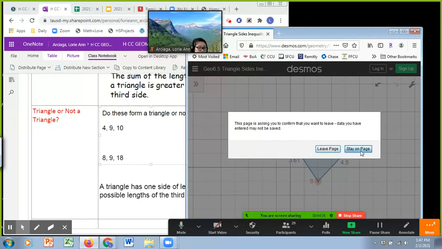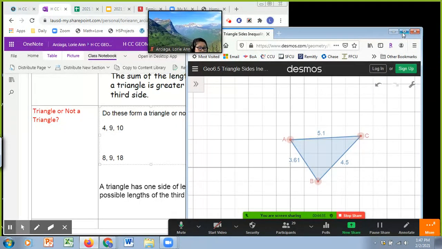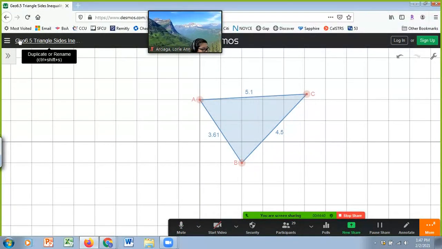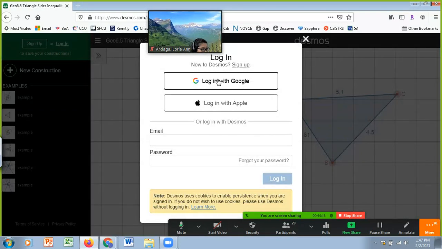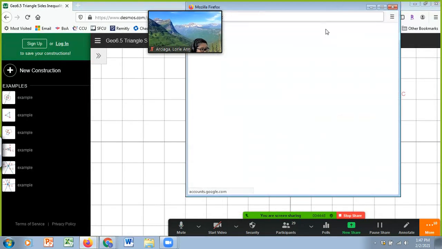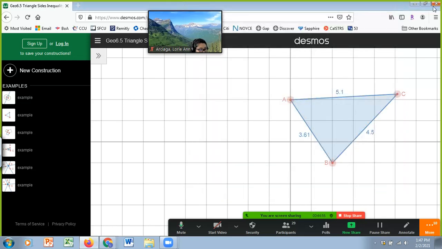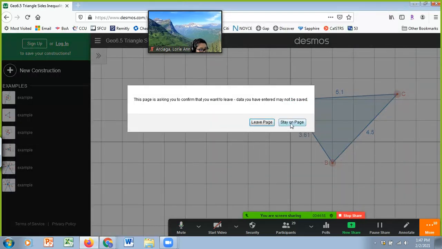Oh, did I save this? Maybe not. Wait, let me see again. What? I was logged in earlier. Oh, I was logged in on Google Chrome, but not in Firefox. Never mind, I'll fix it later.